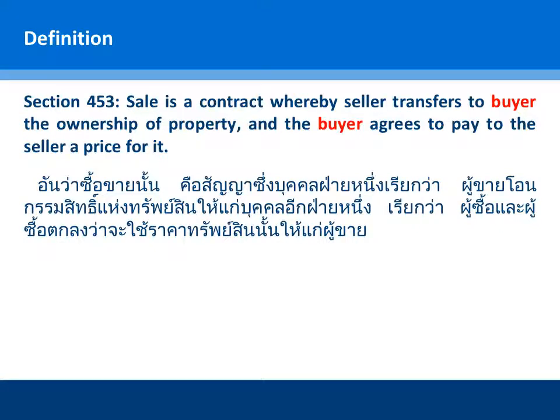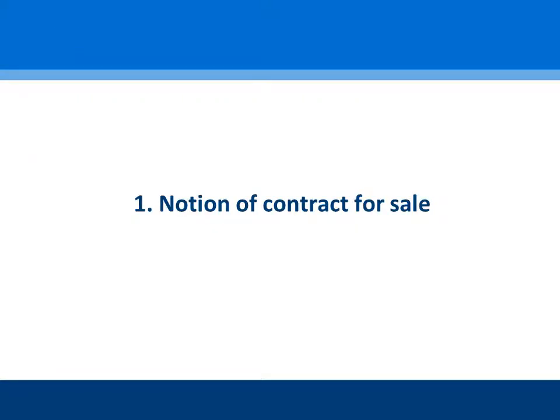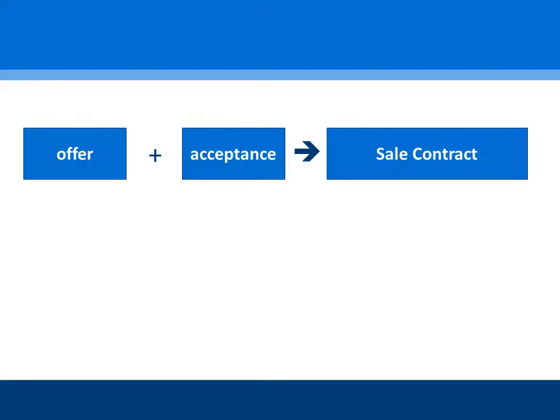So this is a contract, bilateral contract. The seller has the obligation of delivering the property. The buyer has the obligation to pay the price. Let's see in more detail what is a contract of sale.